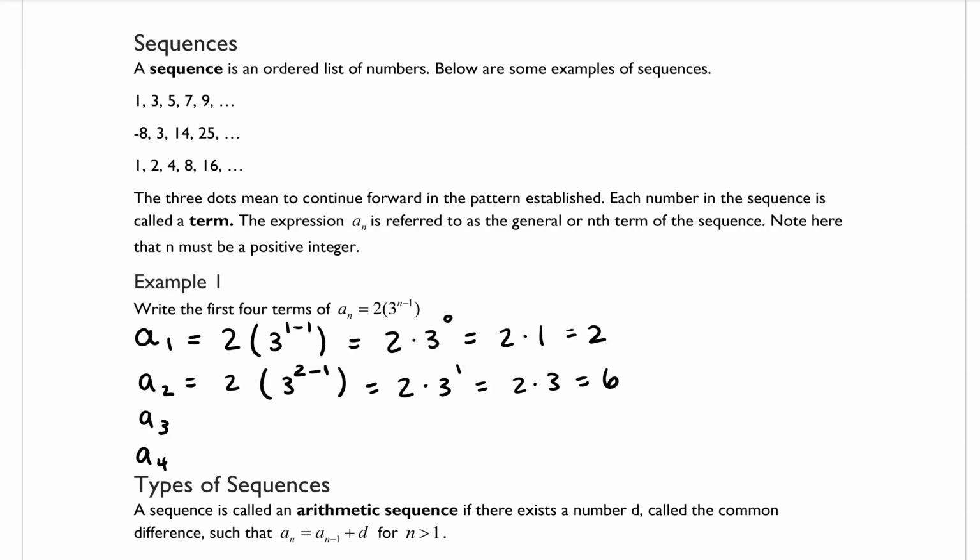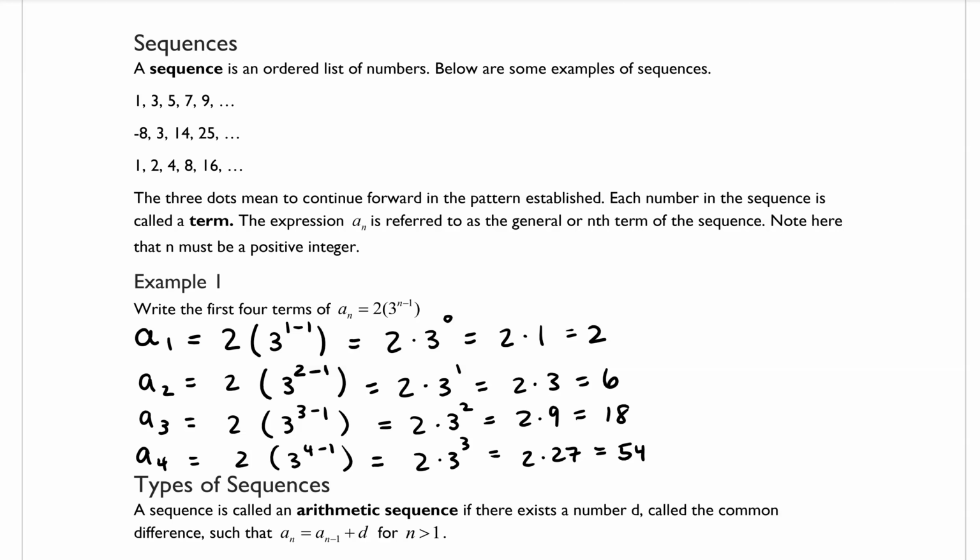I'm going to go ahead and quickly fill in the last 2 terms. Go ahead and pause it maybe and do those on your own. So I've gone ahead and filled out how to find a sub 3 and a sub 4. And hopefully you got those same values.